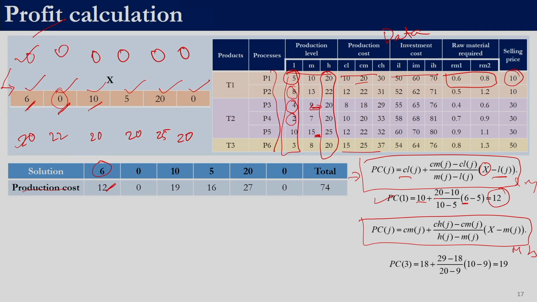For process 2 the production is 0, so the production cost is 0. Process 3, we are producing 10 units, right. So, process 3, 10 units, it is not between low and medium, it is between medium and high.